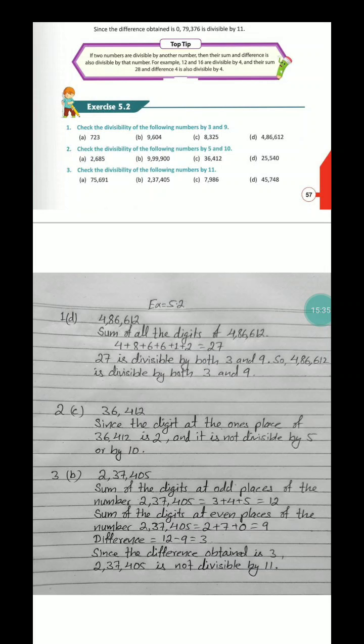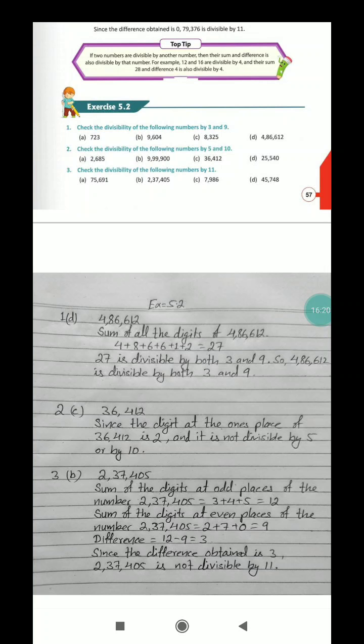Now next part, the sum of the digits at even places of the number 2,37,405 equals 2 plus 7 plus 0. Here 2, 7 and 0 are at the even places. Now 2 plus 7 equals 9, plus 0 equals 9. So the number is 9.